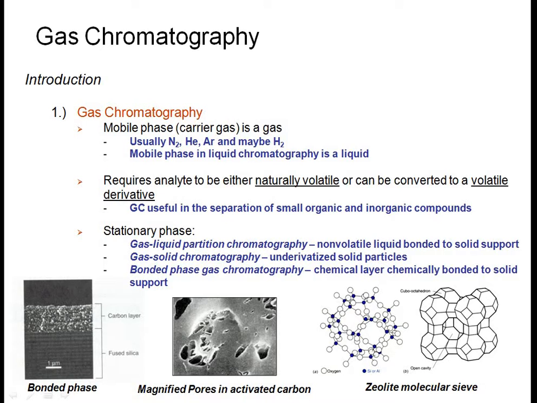Now today we discuss gas chromatography. It requires the analyte to be either naturally volatile or convertible to a volatile derivative. Gas chromatography is useful in the separation of small organic and inorganic compounds. The mobile phase is gas, but there are two phases in chromatography, mobile and stationary.